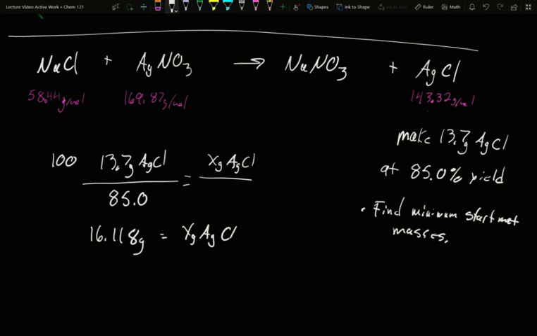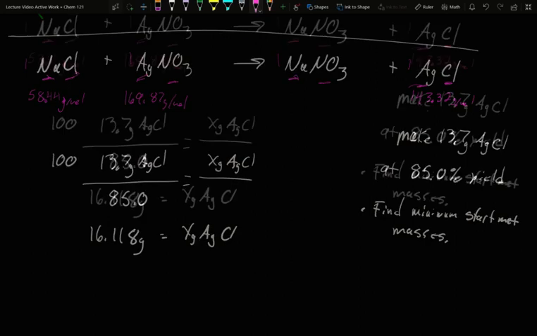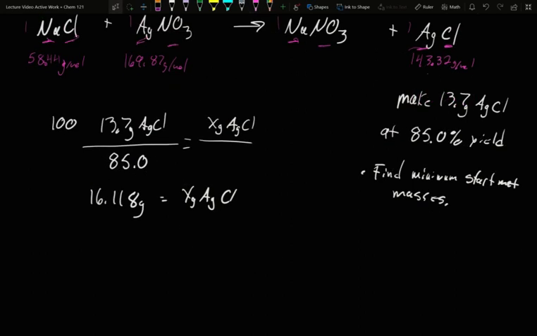Well, knowing how much product we really are trying to make, I can use the balanced reaction to solve out how much starting materials I needed. In this case, you'll notice it's 1:1. So they're all 1:1:1:1. One sodium and one sodium on both sides. One chloride and one chloride, which gave us one silver and one silver. And there was already one nitrate. So it's a 1:1:1:1. I know the mass of silver chloride I need to make, 16.118 grams of silver chloride. I can find out how many moles that is.